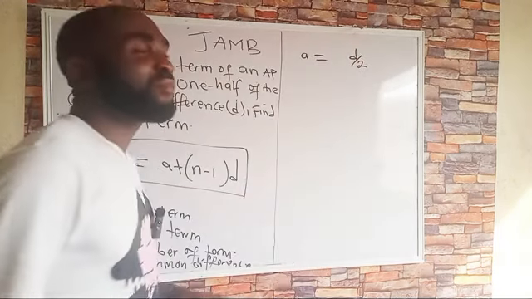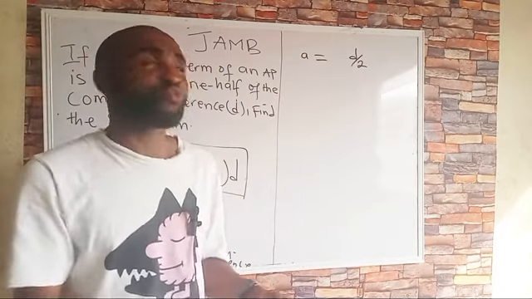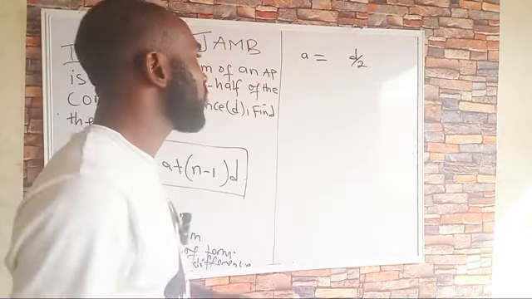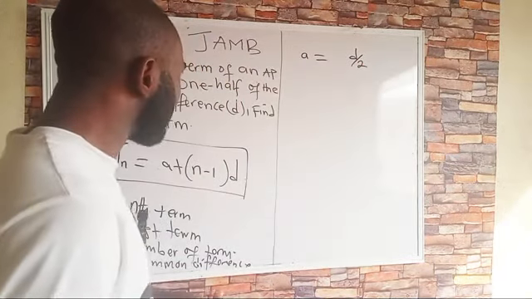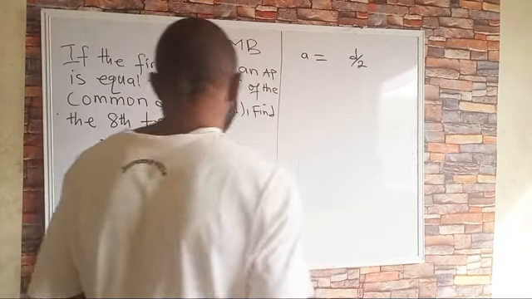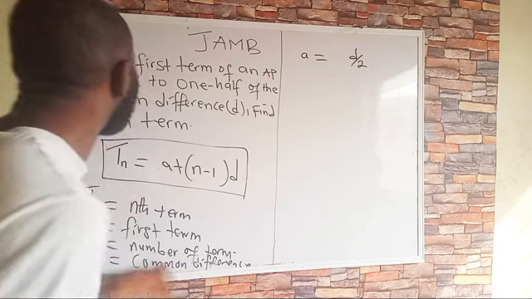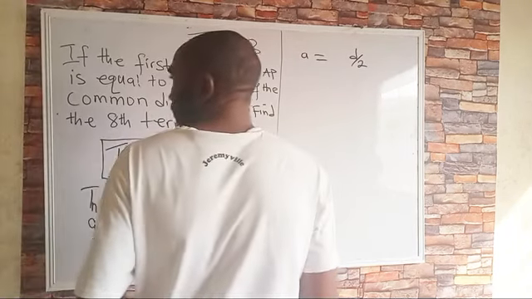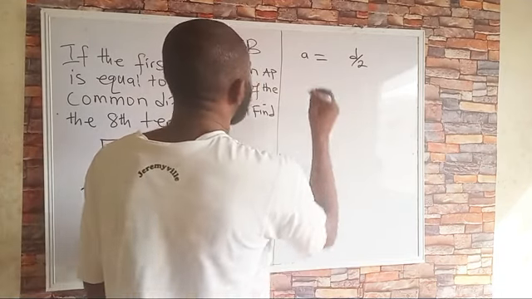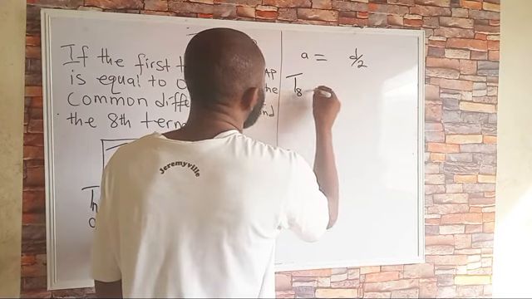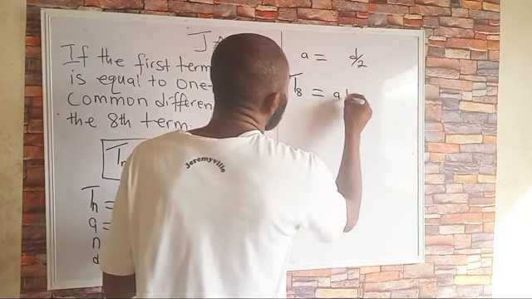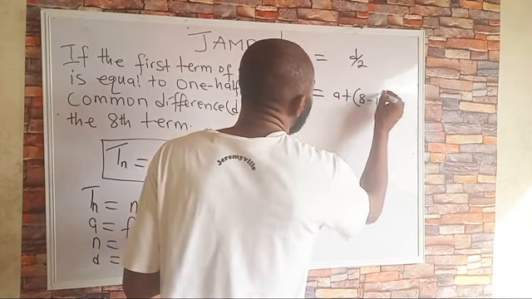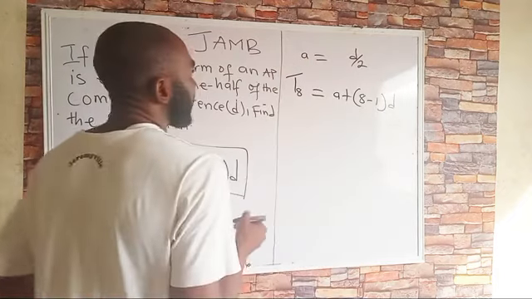That is half. Half means you should divide something by 2. So now a is equal to half of the common difference, right? Since a is half of the common difference, and the question says you should find the 80th term in that sequence, which means we now have that T80 is equal to a plus bracket open 80 minus 1 bracket close d.